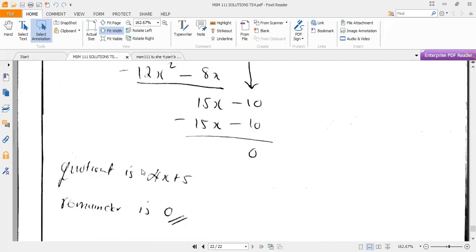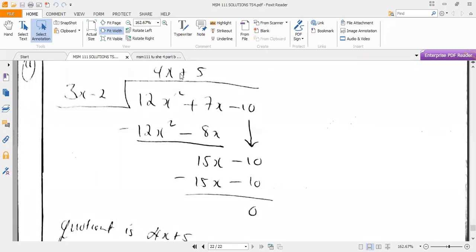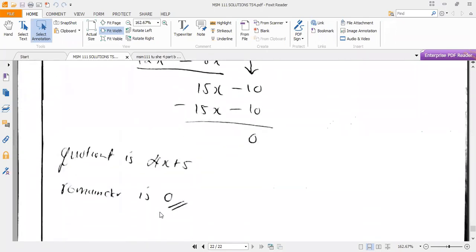So here the quotient is 4x plus 5. We always take the quotient to be this guy here on top. That's our quotient, and then the remainder is 0. The one which will be down there is always your remainder. That's how you do the polynomial using the long division method. Hope it's clear. Any questions?